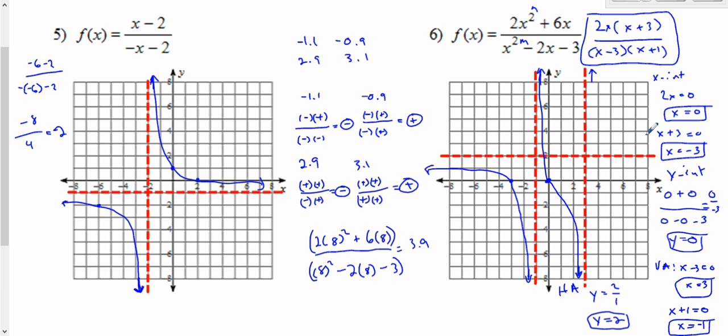I'm going to plot my point right there at 3.9, and I can see that I'm going to stay above the horizontal asymptote, and I can go over, since I have my work over there, I'm just going to end right at that point and draw my arrow so I don't go over my work for you. Okay? And there's 5 and 6.